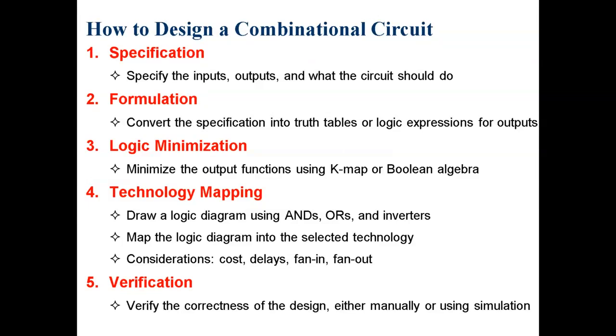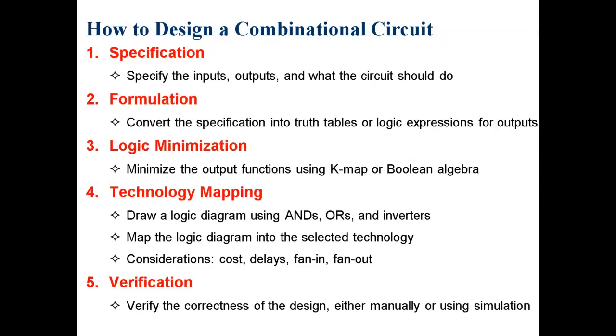Then we formulate the problem into a truth table or the logic expression. We derive the truth table of the half adder, and then we derive the truth table of the full adder. Then we do the logic minimization, using the K-map method or the Boolean algebra method. For the K-map method, we can have the SOP implementation or the POS implementation.